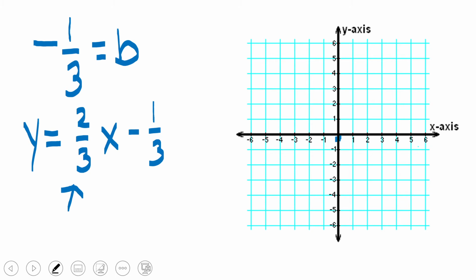So a rise of 2, a run of 3 from our y-intercept. So 1, 2 for the rise, 1, 2, 3 for the run, and we would actually plot our point on the graph right about here.